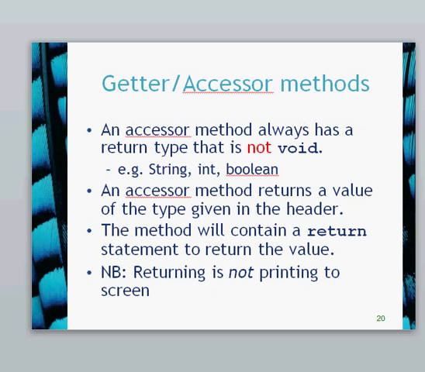So getter methods, otherwise known as accessor methods. An accessor method always has a return type that is not void. So if you see a getter method, it won't have a void in its signature. It would generally have a return type specified by one of the examples shown there. It will always return a value of the type given in the header, so you'll often see this return keyword in the method itself. That's how you can tell if it's a getter method. It will have a return of some type in the body of the code.